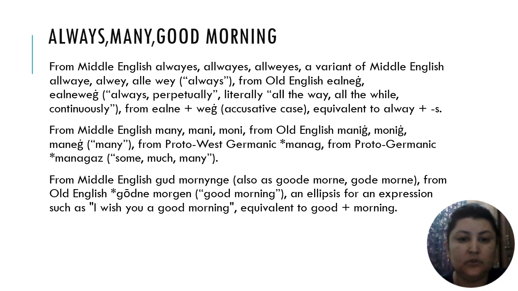Always, many, good morning: the origins of these words. From Middle English alwayes, always, a version of Middle English alway, from Old English ealne weg, properly, literally, all the way, all the while, cognate with ealle weg, evolved to always plus s.